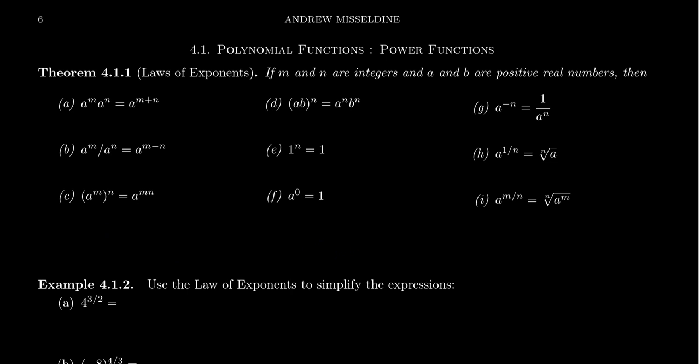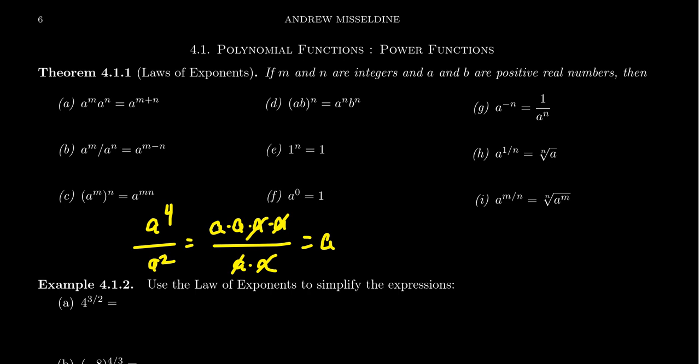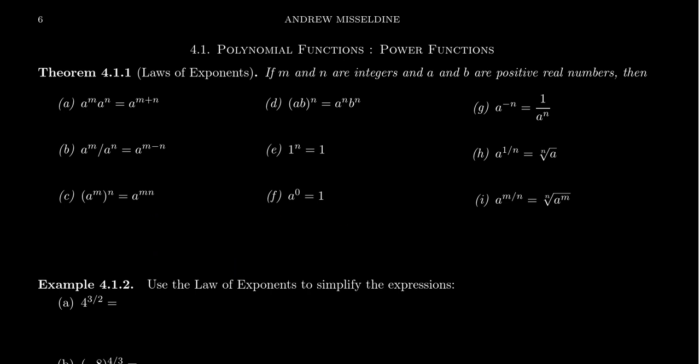Now, when you multiply exponentials, you add powers. What happens when you divide exponentials? Well, if you divide exponentials, then we're going to subtract the exponents. And the idea here is the following. If I have a to the fourth over a squared, you're going to have a times a times a times a over a times a. If you cancel the common a's, you're left with just two a's, and that's 4 minus 2. So you subtract the exponents when you divide.